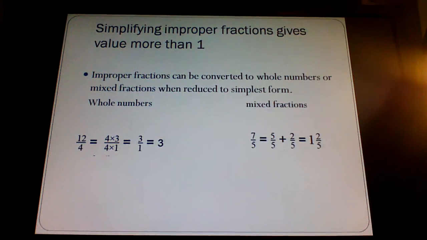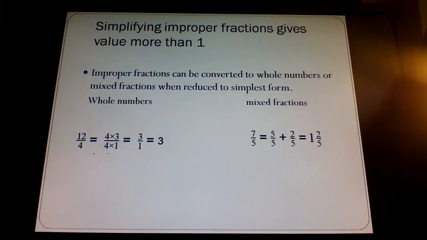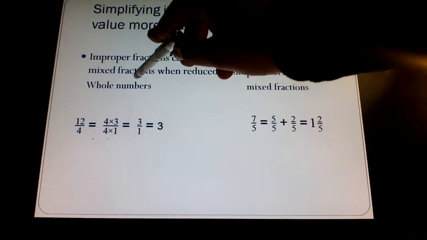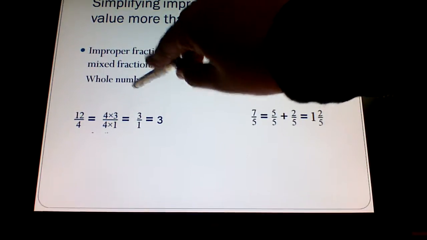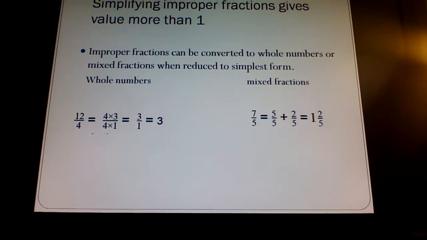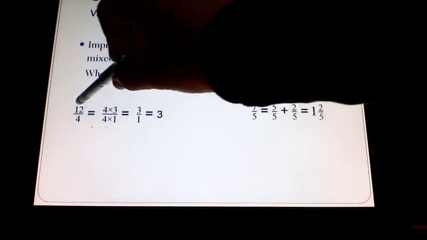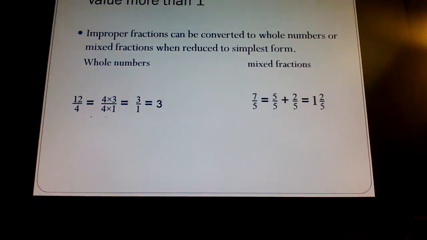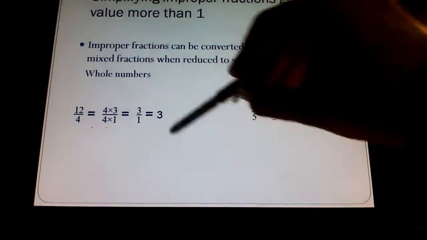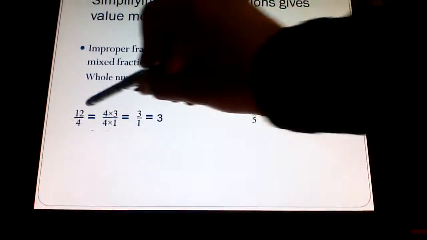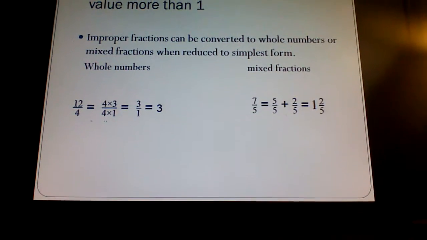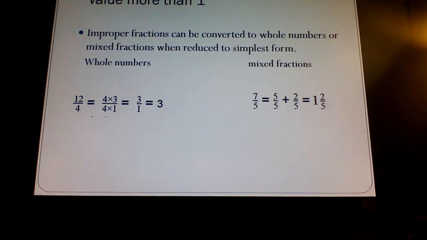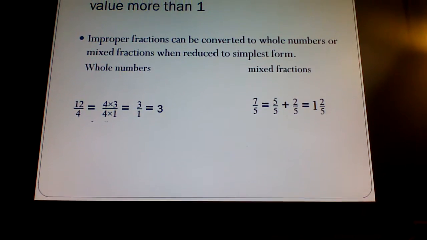Simplifying an improper fraction can give a value of more than 1 as shown below. It can be converted into a whole number or a mixed fraction. If the numerator and denominator have a common factor such that the denominator reduces to 1, we get a whole number 3, as in the case of 12/4, which has a common factor of 4, which results in 3/1, which is also equivalent to 3.